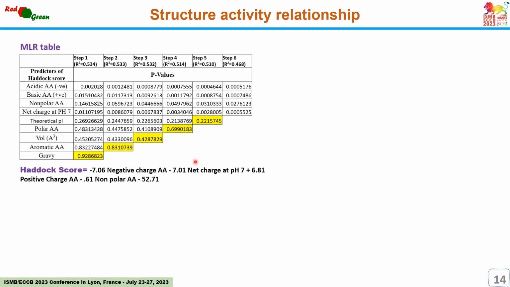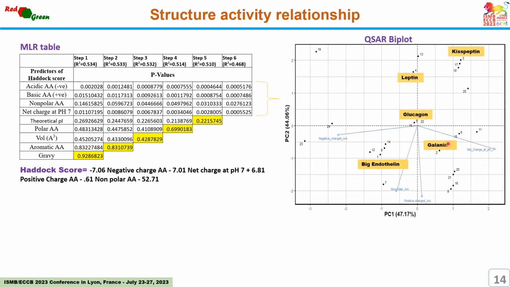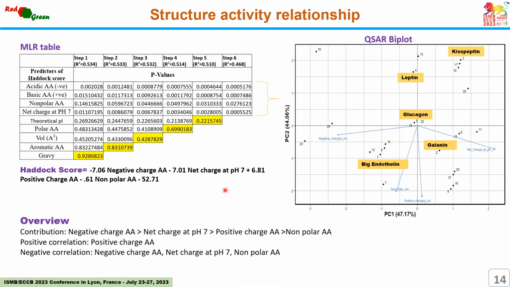In the structure activity relationship study, here is the MLR table, and we found 4 major predictors: acidic amino acid, basic amino acid, non-polar amino acid, and net charge at pH 7. Finally, using these 4 predictors, we plot a QSAR plot. Here is the QSAR plot with our best 5 peptides. In overview, you see that negative charge amino acid contributed the most, and subsequently net charge at pH 7, positive charge amino acid, and non-polar amino acid.